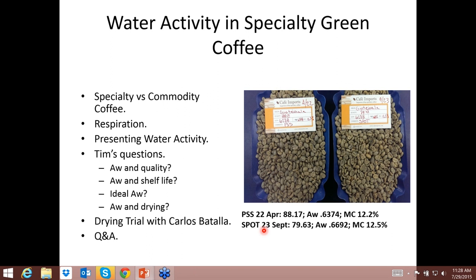Moisture is 12.2%. So the common going number for specialty coffee and moisture content is 12%. If you're above that, you got to start looking at it. If you're below that, you're good to go. 12.2 and 88 points, you say, well, that's pretty close, and 88 sure tastes good. So let's go for it. We went for it. And we've got a coffee arriving now, and already by September we're sub 80. Water activity has spiked, moisture content has gone up a little bit, and this represents a huge loss and a significant problem if you're a specialty coffee importer.